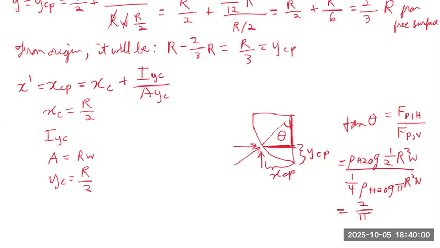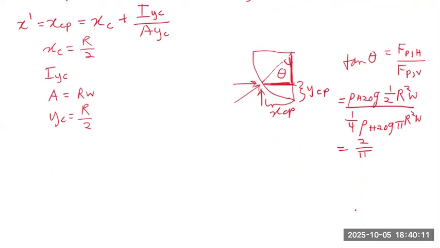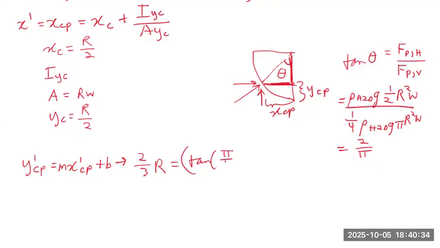So next, since we know the vertical location of the horizontal component of the resultant pressure force, we can determine the horizontal location of the vertical component of the resultant pressure force. Basically, y prime center of pressure is equal to m times x prime center of pressure plus b. So this means 2 over 3R is equal to tan of pi over 2 minus theta times xcp prime.